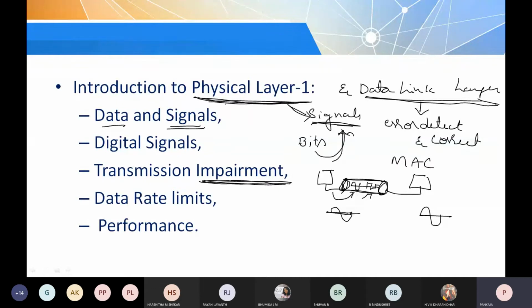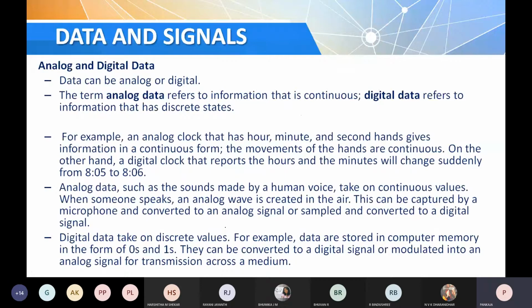Then data rate limits. Okay, so we are going to discuss some of the parameters used to measure the performance of the physical layer. What are the common parameters used, we'll be discussing in detail. So this chapter is more about the signals. This is chapter 3, where we'll be focusing more on digital data. But in the beginning I'll be explaining both digital and analog data.